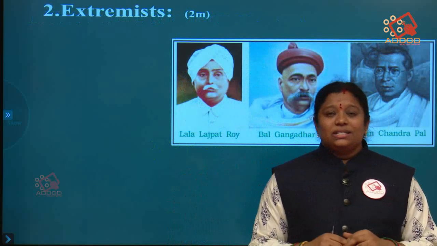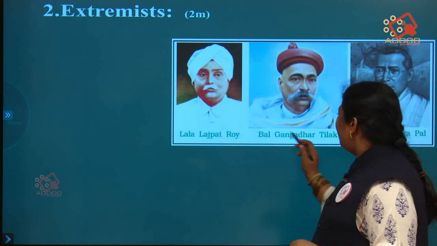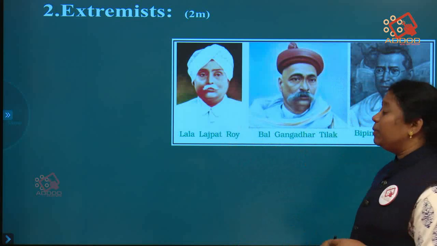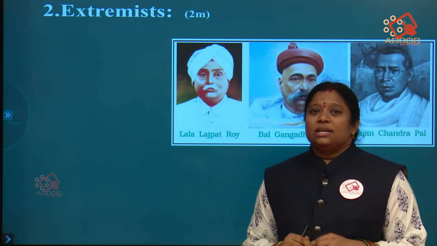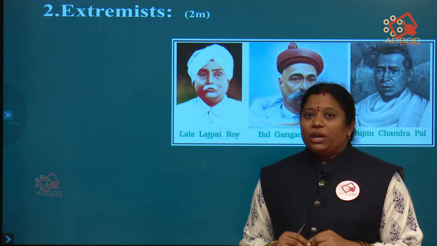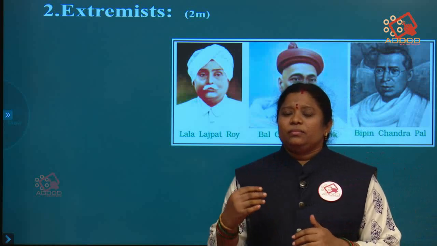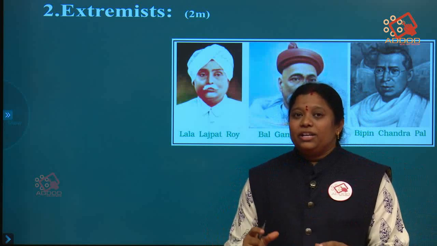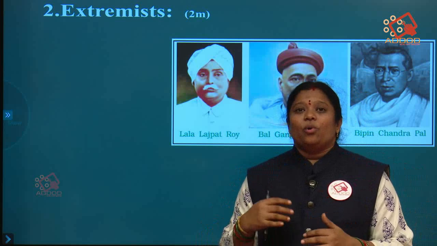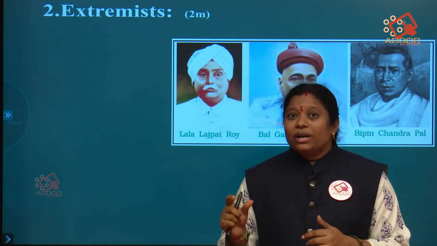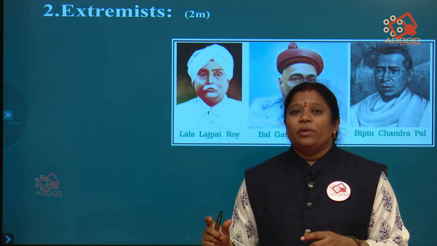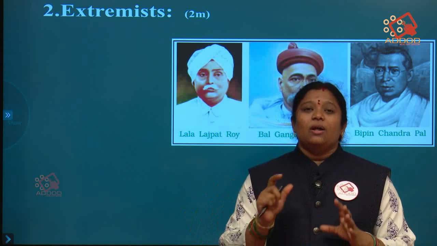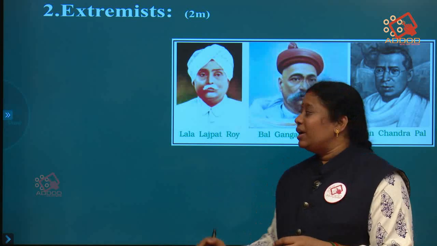For the extremists, we can name three important people, that is Lal Bal Pal. Lal Bal Pal means Lala Lajpat Rai, Bal Gangadhar Tilak as well as Bipin Chandra Pal. These are called the extremist trio, and they were against the petition, prayer, protest method of the moderates. If we keep on begging the Britishers to do this or that, we are not able to get anything. So in order to get things done, we have to make a movement in a non-violent or violent manner, but we have to show our anger to the Britishers. That was the main aim of the extremists.